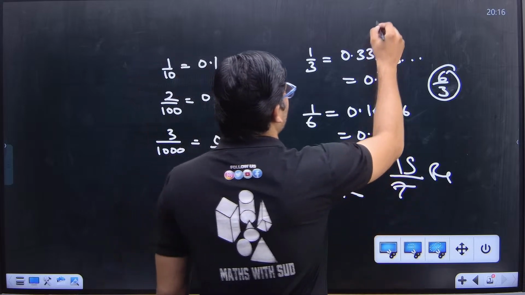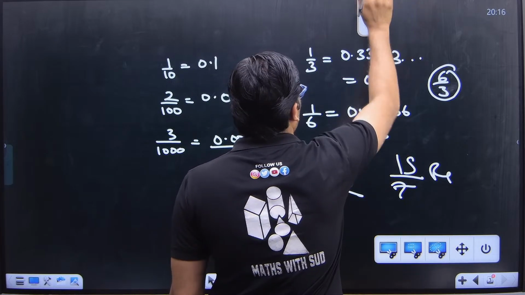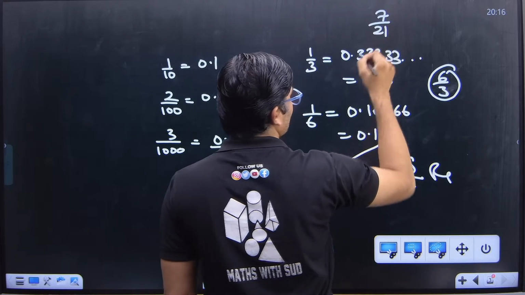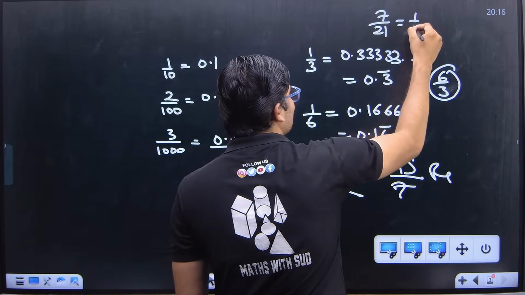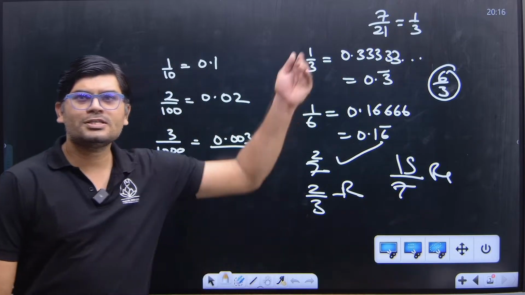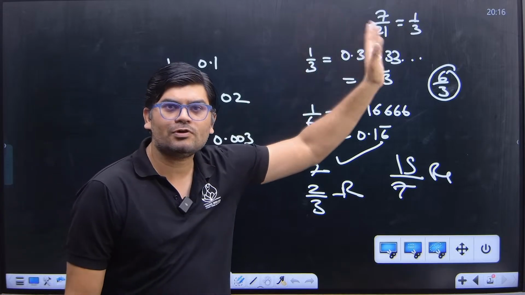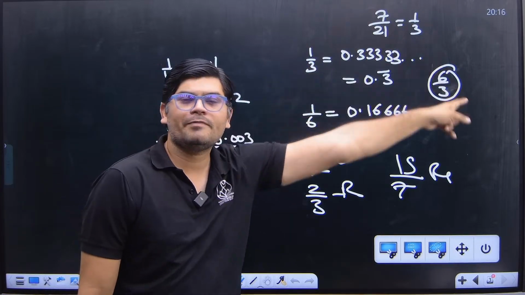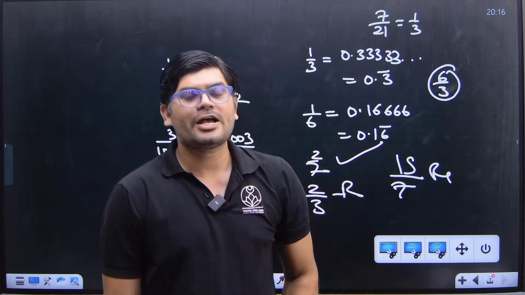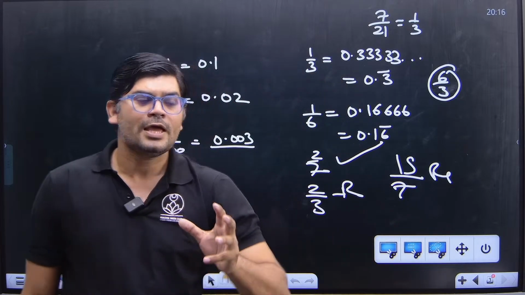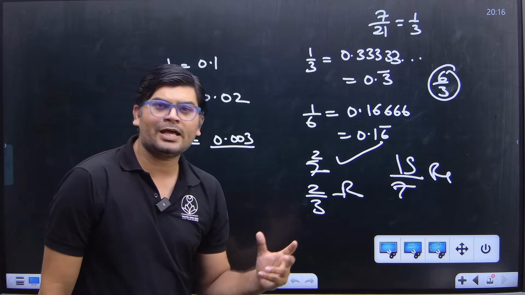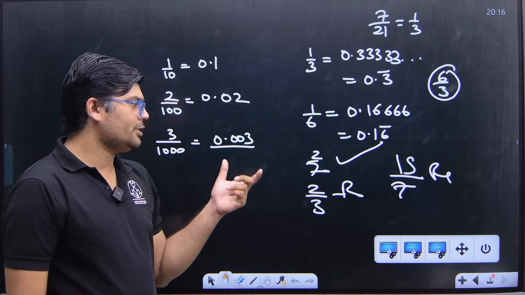Suppose I ask you what is 7 by 21. So this is not the proper fraction that you should ask. You should ask, sir, 1 by 3. Because 7 by 21 is not the actual fraction. The actual fraction is 1 by 3. You have to ask the fraction in the lowest form. You will be given a fraction in the lowest form, and just by looking at the number, can you tell whether it is terminating or not?